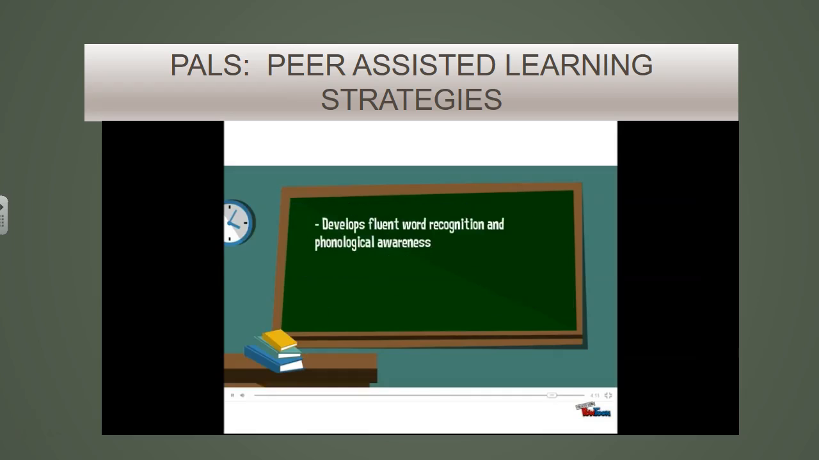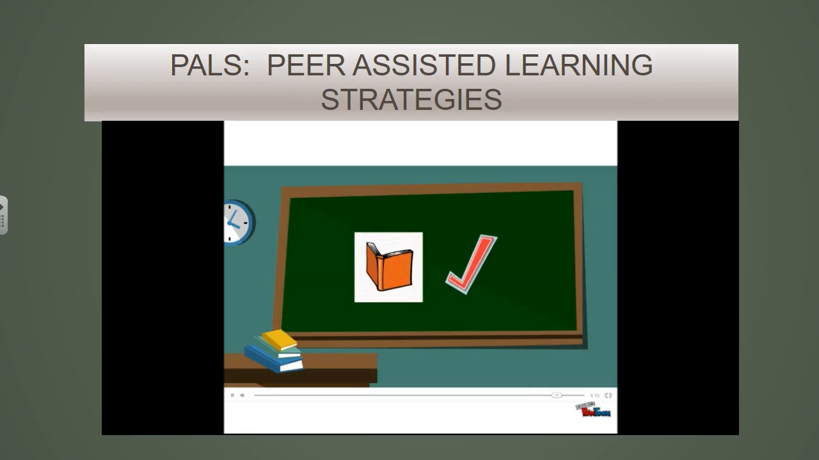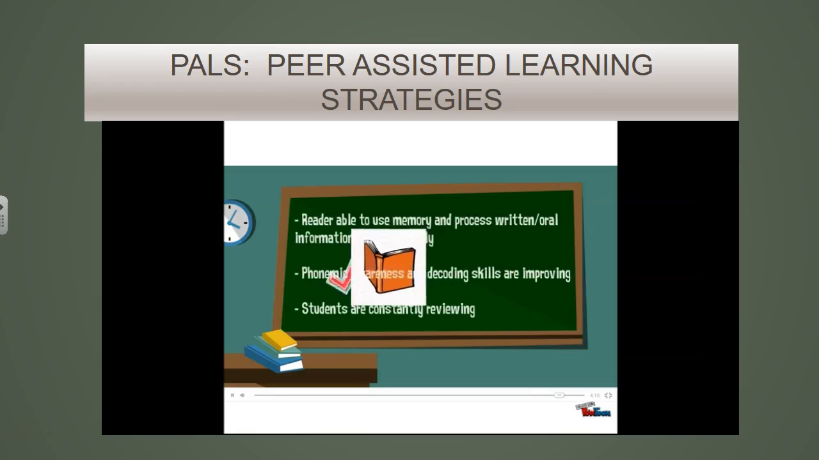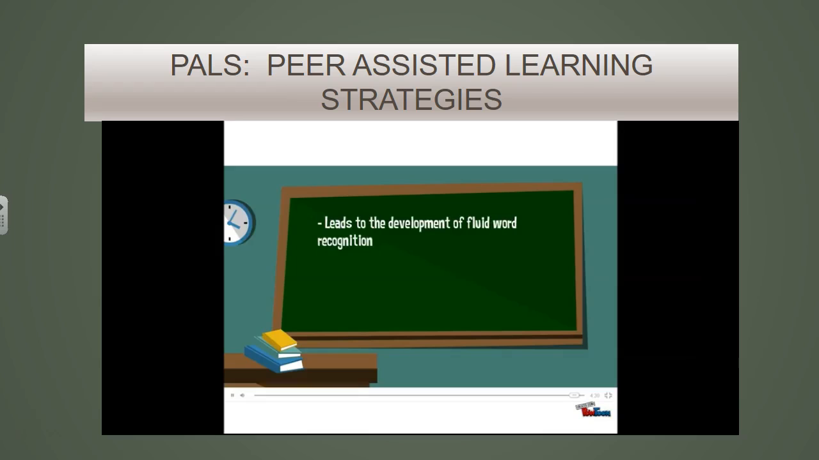This develops fluent word recognition and phonological awareness, as Billy's ability to read has improved. The reader is able to look at the page, use memory, and process the written and oral information simultaneously, thereby improving their phonemic awareness and decoding skills. As new words and sounds are introduced each week, students are constantly reviewing. This also leads to the development of fluent word recognition.